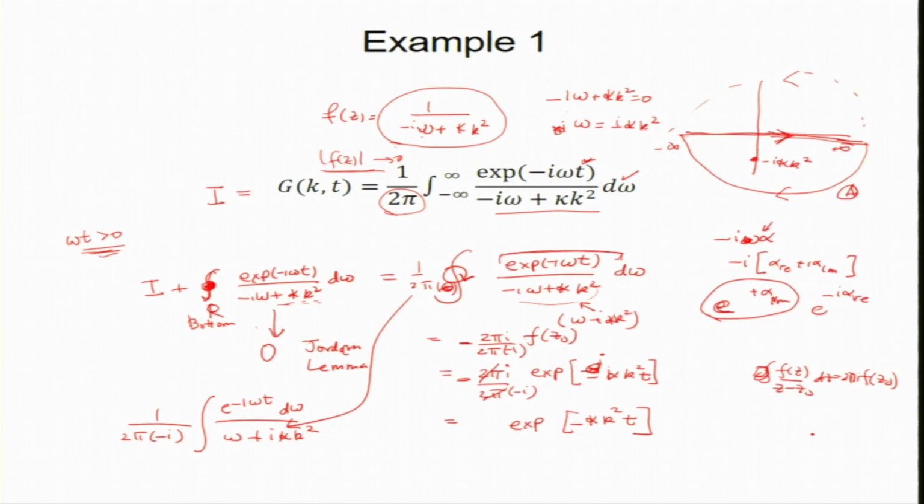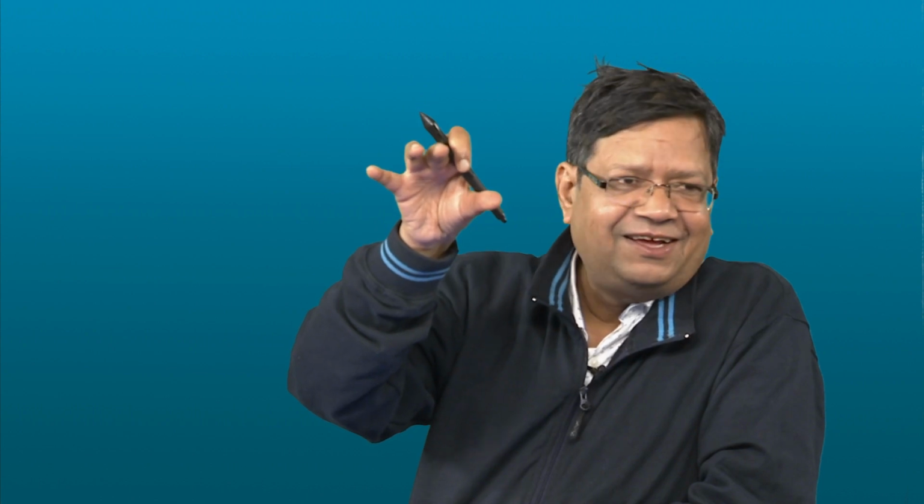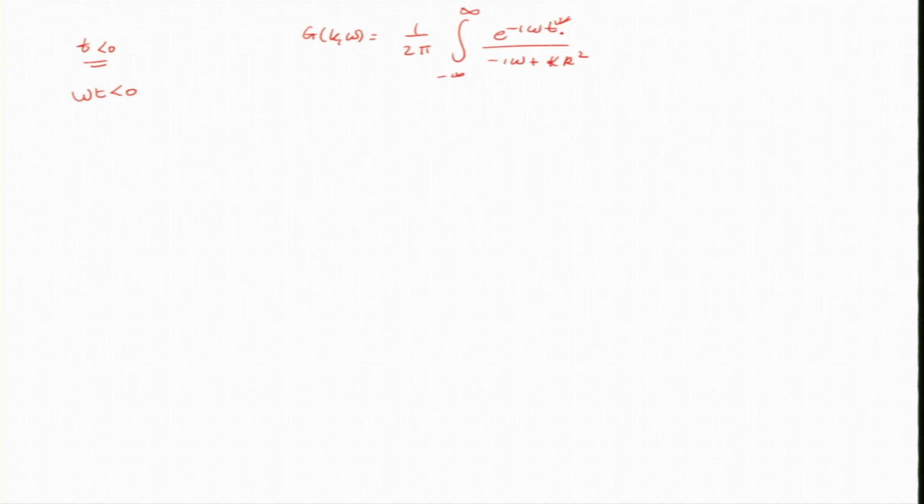This was for t positive. What happens when t is negative? So, let us use the next slide. I want to do it for t negative. So, g k omega is 1 over 2 pi integral e power minus i omega t, and now t is negative. Okay. So, to apply Jordan lemma, the prefactor m is like t. So, t negative means m positive. So, Jordan lemma says that m positive means the upper half.